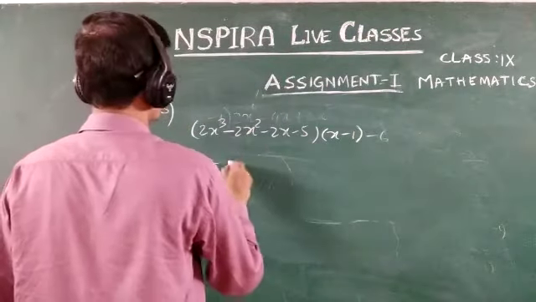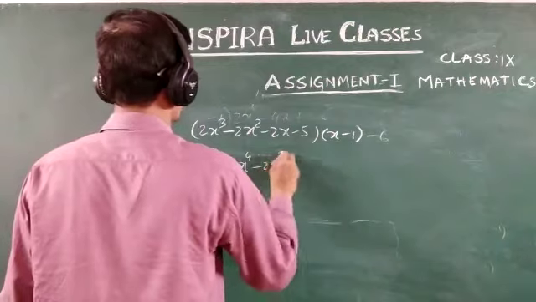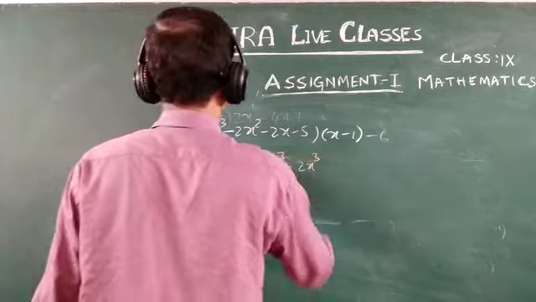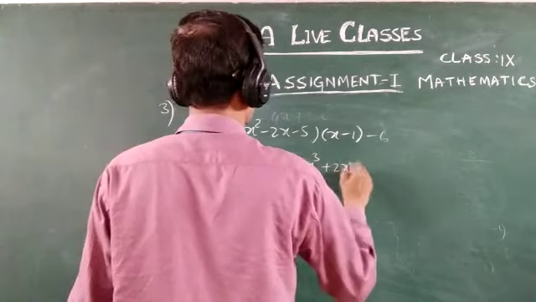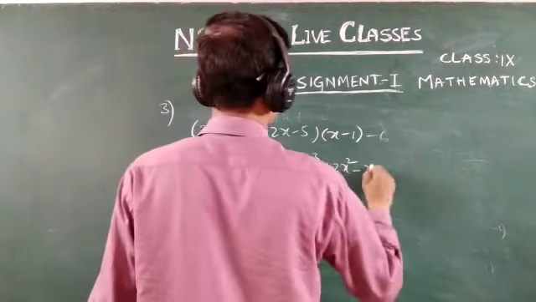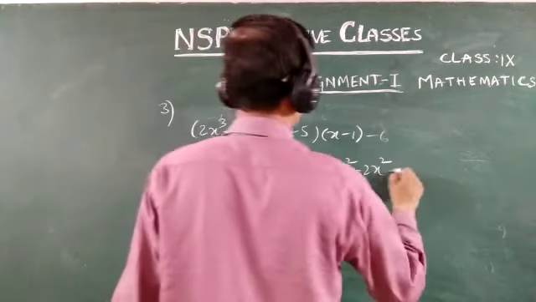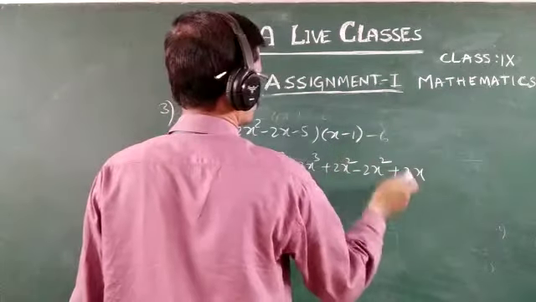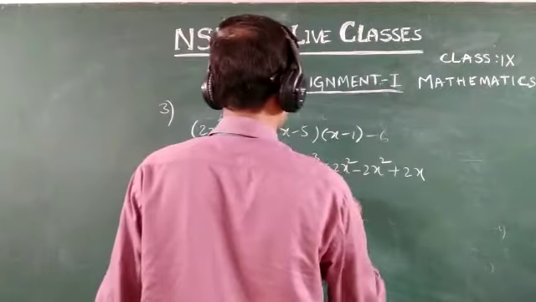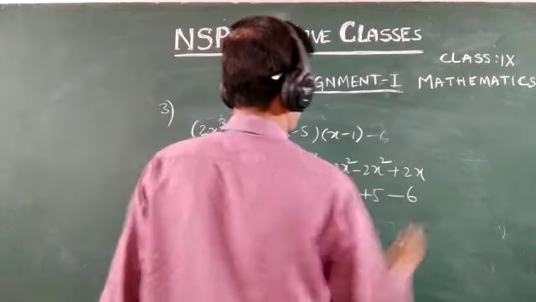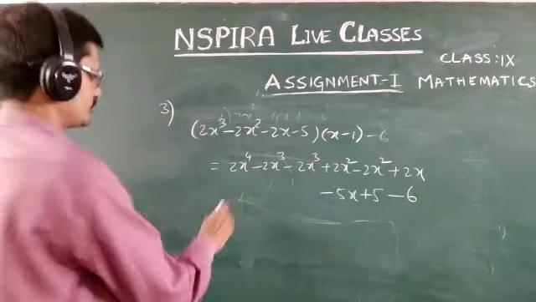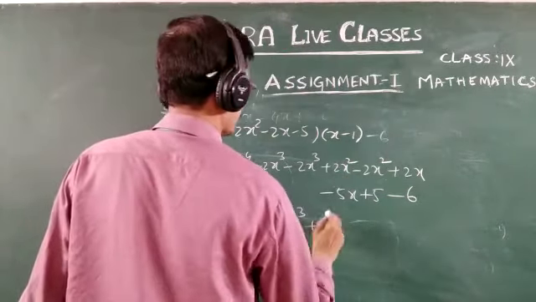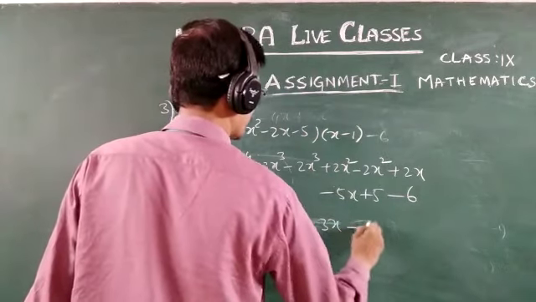So that is equal to 2x power 4 minus 2x cube, next minus 2x cube, minus 2x square into x minus 2x cube, minus 2x square into minus 1 plus 2x square, next minus 2x into x minus 2x square, minus 2x into minus 1 plus 2x, next minus 5 into x minus 5x and plus 5 minus 6. Now simplify this one. 2x power 4 minus 4x cube, this is cancelled, plus 2x minus 5x, so minus 3x minus 1.